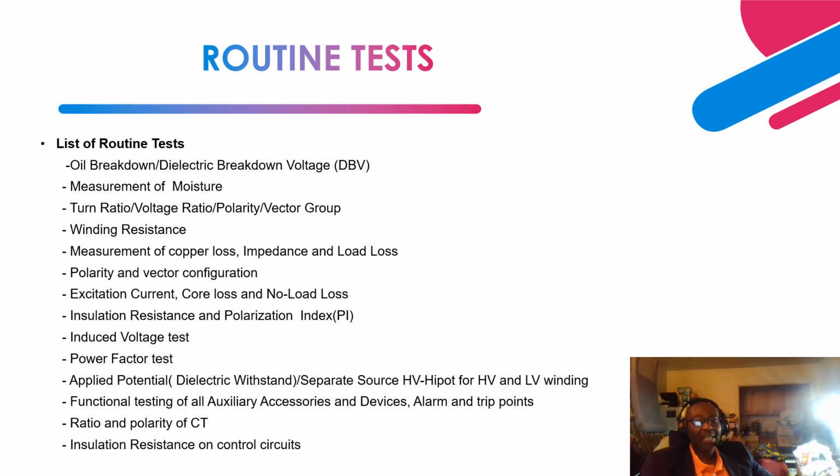So 69 kV and below has a withstand voltage criteria. Between 69 kV and 280 kV, it has a withstand criteria, and above 280 kV, the withstand criteria is about 52 kV. So the dielectric voltage has to be above 52 kV. It shouldn't be less than 52 kV for a new power transformer.